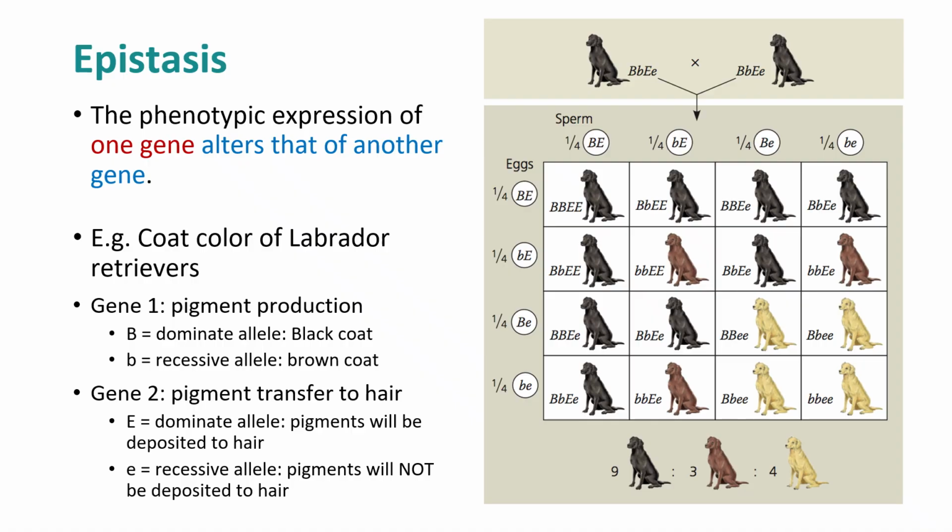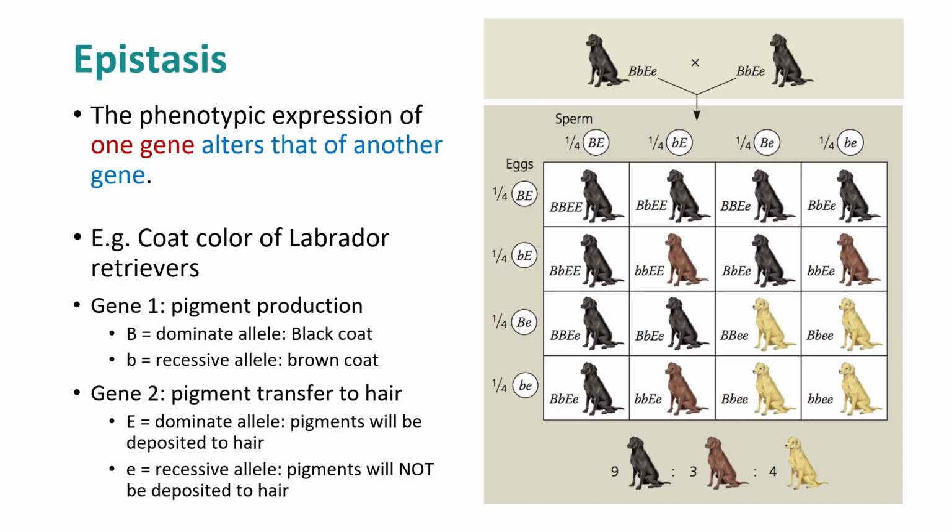Up until now, we've only really been looking at phenotypes that are controlled by one single gene. However, there are also cases when the products of the gene will actually interact with each other, and the phenotype of one gene could potentially alter the phenotype of another gene. So this is what we call epistasis. One example that you see over here is the coat color of Labrador retrievers, and it's actually controlled by two genes. One controls the pigment production, and one controls the enzyme that sends the pigments into the hair.